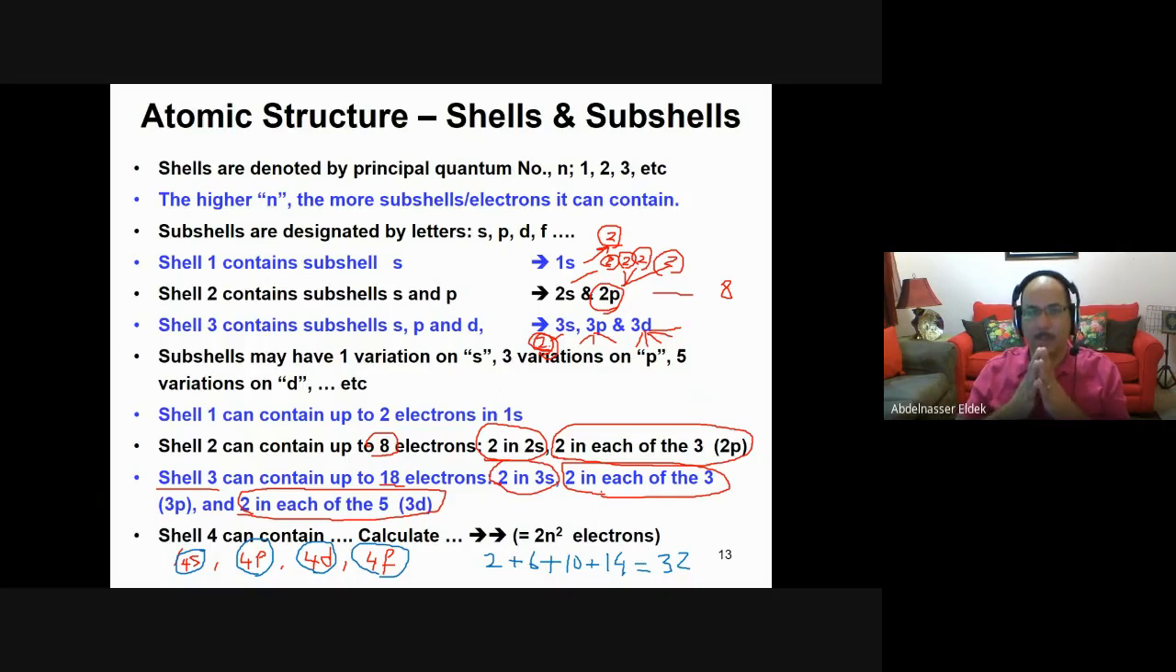So this is the number of electrons in shell number 4. And there's a relation to make it easy for us, that is 2n square. So if n is the shell number, if n is 1, then it is 2 times 1 square, which is 2. If n is 2, then it is 2 times 2 square, which is 4 times 2 is 8. If n is 3, it will be 2 times 3 square, which is 18. And then if n is 4, it will be 2 times 4 square, which is 32.